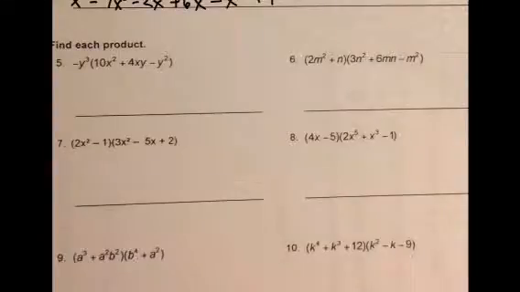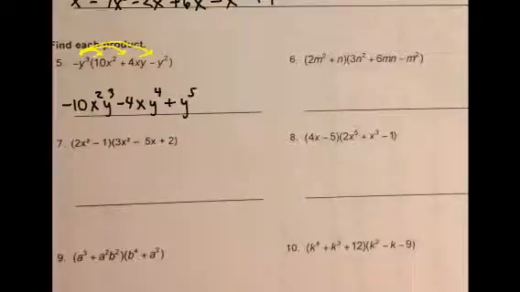For number 5, we're going to use the distributive property, where this gets multiplied here, here, and here. So you end up with negative 10x squared y to the third. Usually we put the variables in alphabetical order. That's why I put the x squared first. And then negative 4x y to the fourth. And then positive y to the fifth. And that's it.